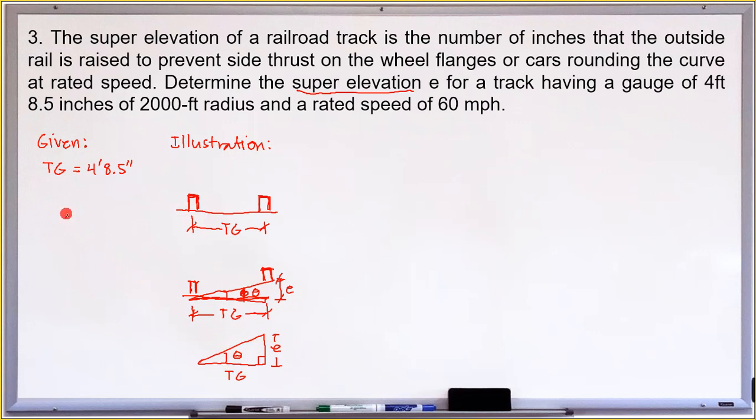So unsa pa may mga given? Again, we have the radius R, 2,000 feet, and then we have the rated speed VR, which is equal to 60 miles per hour. Now, kani siya nga discussion, narinig na siya sa physics, no? I hope nga nakasugat mo ni ani. So, review lang po ni diri.